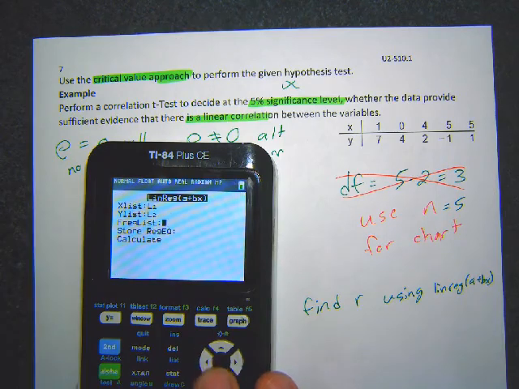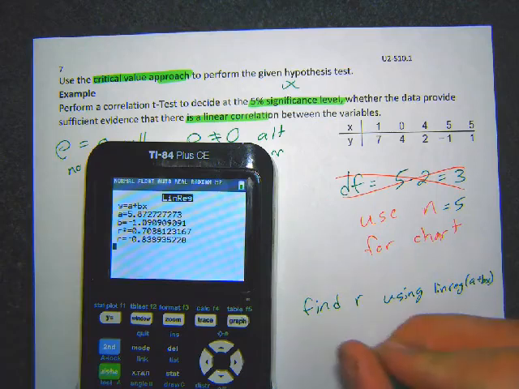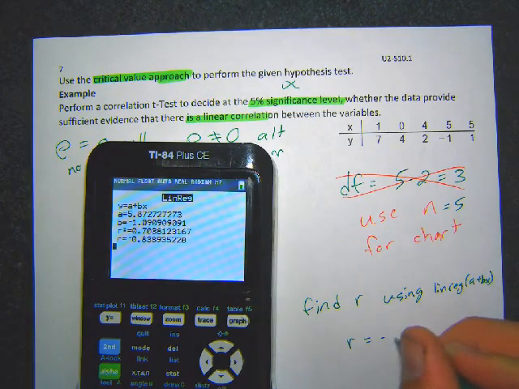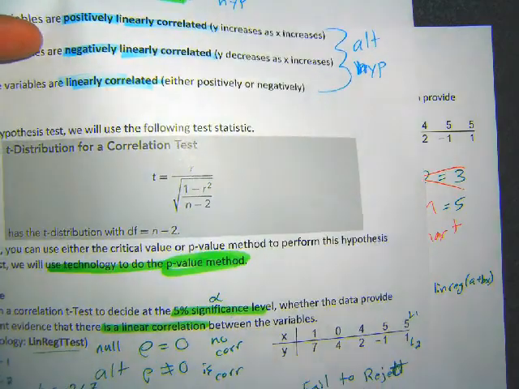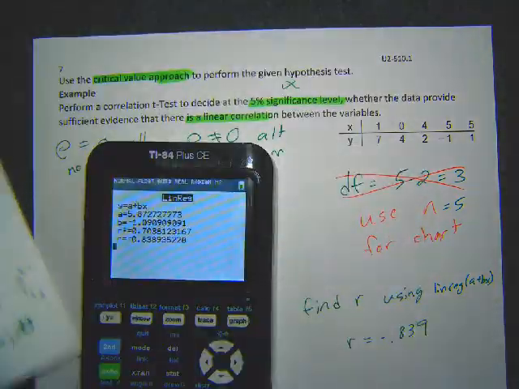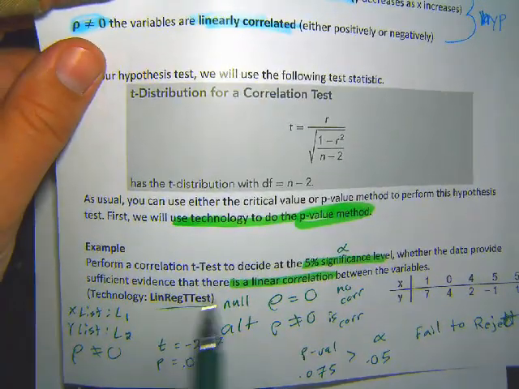Now we'll calculate the R value. And we see that R is negative 0.839, which is not a big surprise because we're using the same data as last time, and it actually did give us that when we did the last one, because that LinReg t-test actually gives you the R value as well. So that's actually another way to find R.